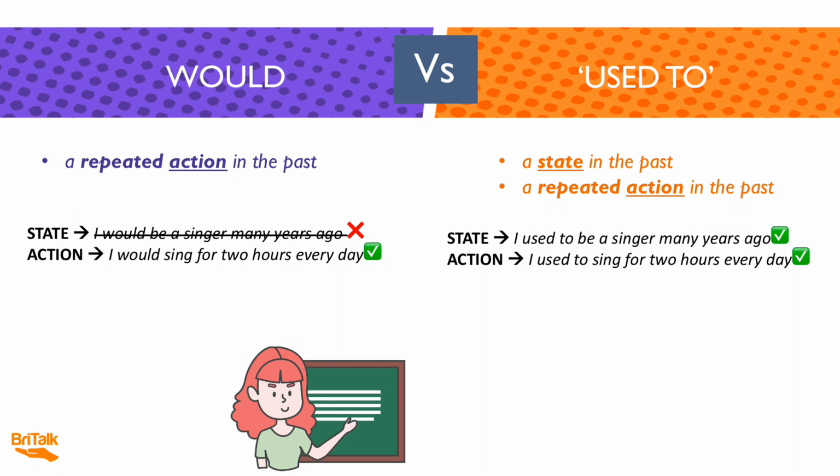So this is the main difference between would and used to. Used to can be used for states and actions. Would can only be used for repeated actions in the past. There is also a subtle difference in the tone. So with used to, there is a neutral tone. It's not positive, it's not negative, it's very neutral. With would, the tone is quite nostalgic, so it's usually used for positive childhood memories, but very, very nostalgic in general.